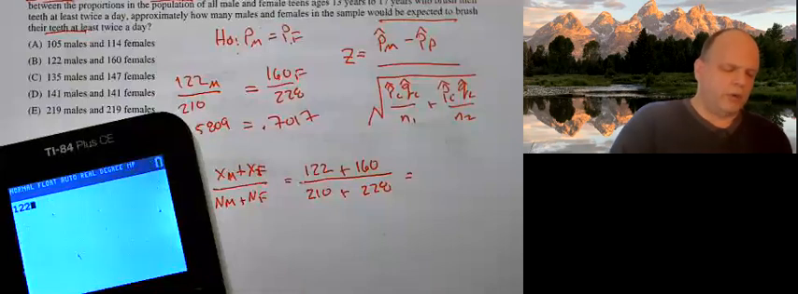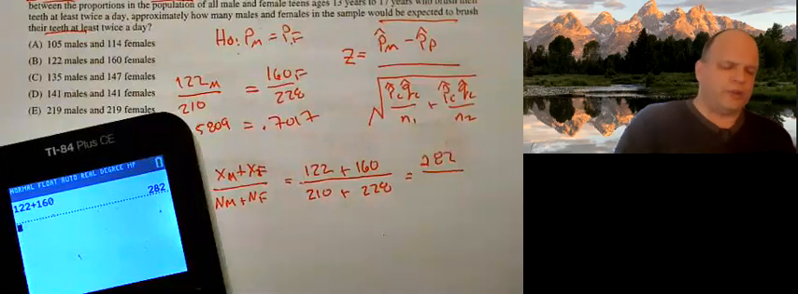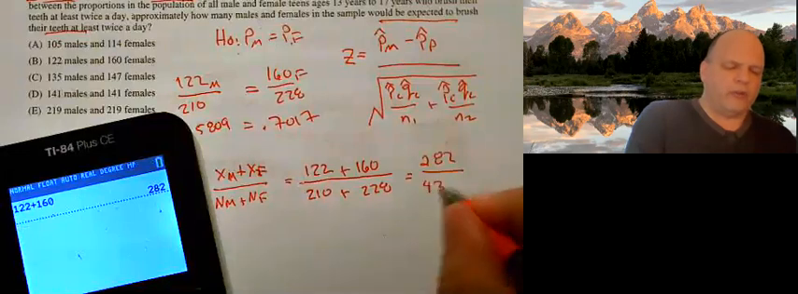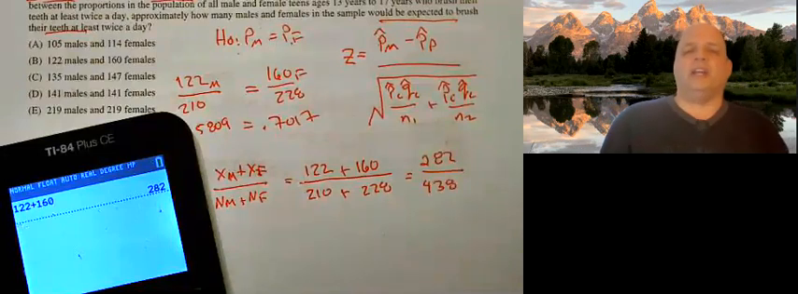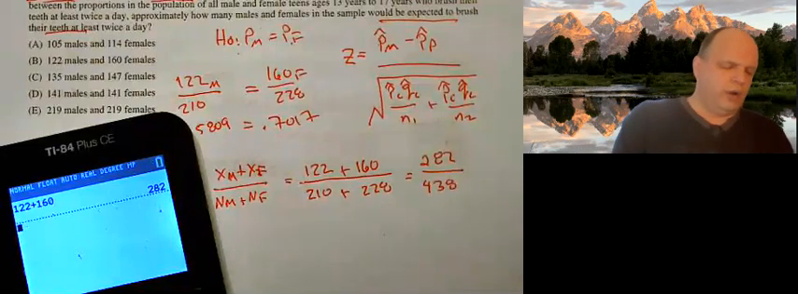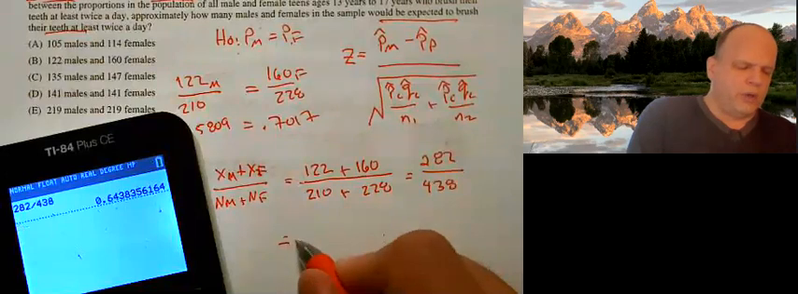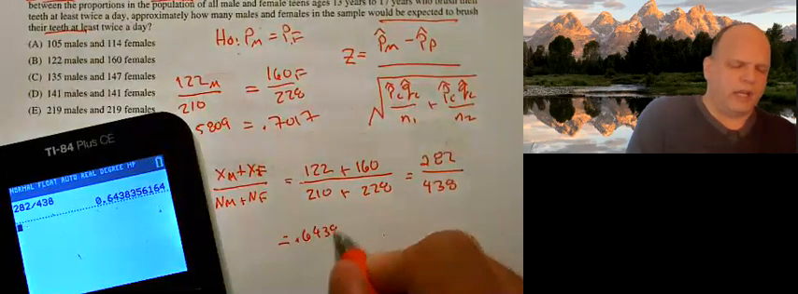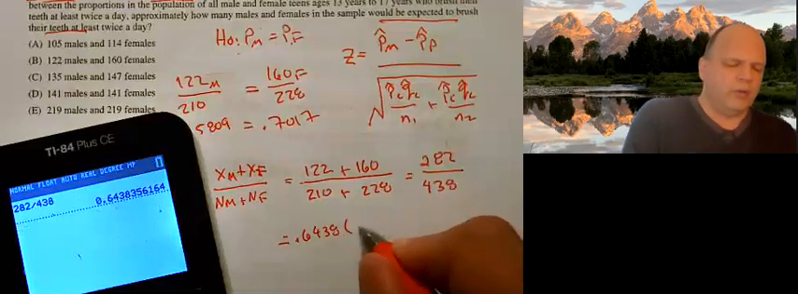So 122 plus 160 equals 282. And by the way, this is one of the more challenging problems that truthfully doesn't bother me a whole lot if you struggle with it. In other words, if you get this wrong at the end of the day, it's not going to matter a whole lot. So 282 divided by 438 equals 0.6438. Well, let's find out the number of females. We had 228.